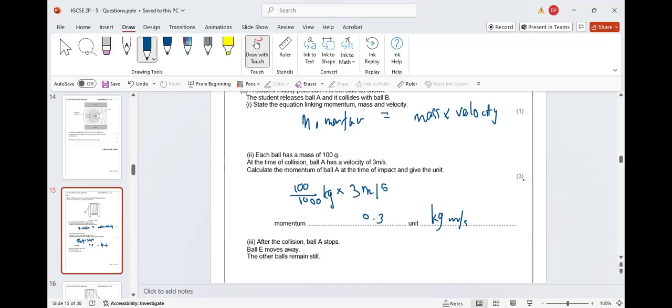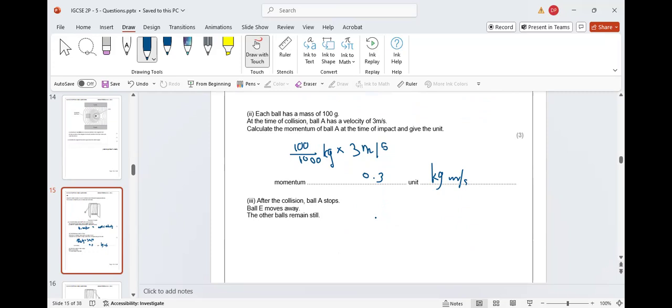Sometimes you have working here and there, and if you don't write the answer on the blanks, examiners might not be able to identify which one is the answer. Whenever blanks are given, you write the answer on the blanks.